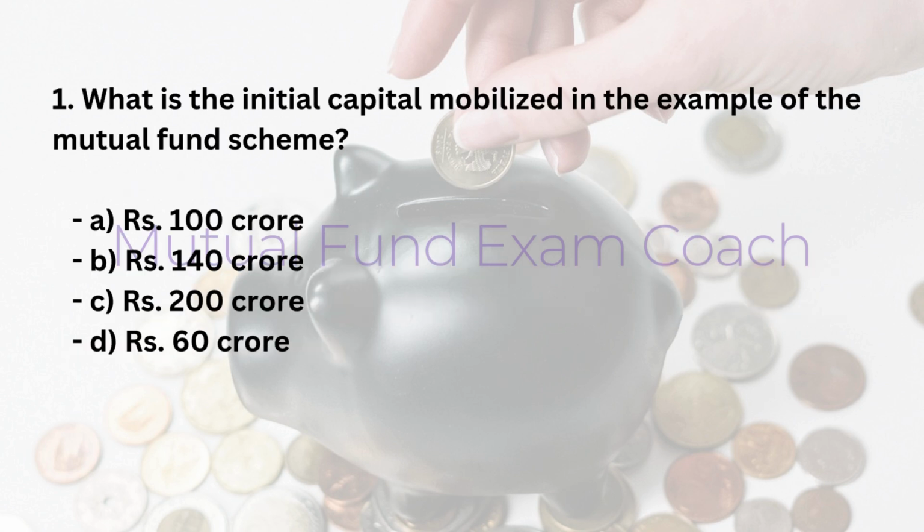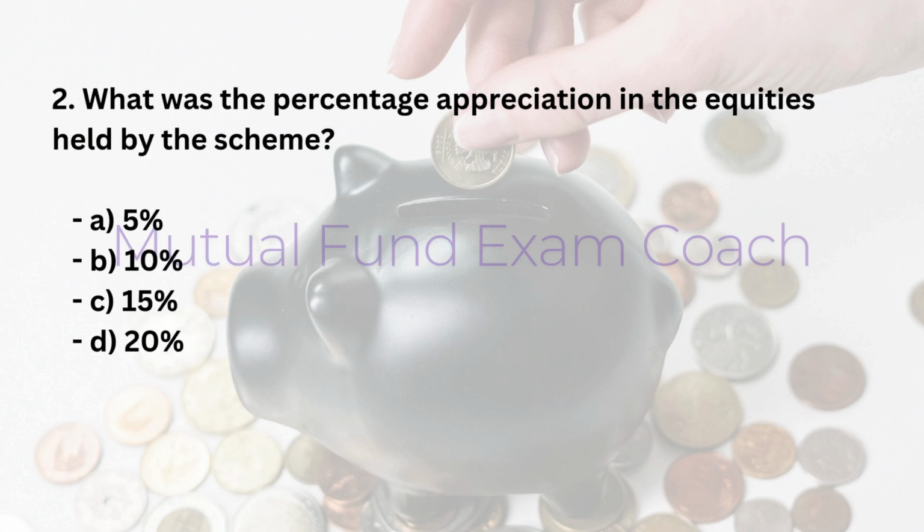1. What is the initial capital mobilized in the example of the mutual fund scheme? A. 100 rupees crore. B. 140 rupees crore. C. 200 rupees crore. D. 60 rupees crore. Answer, C. 200 rupees crore.